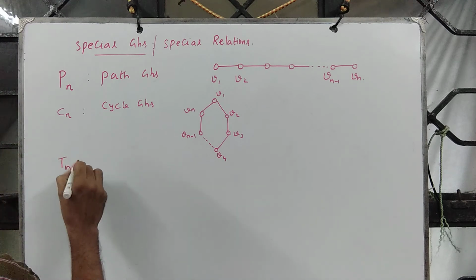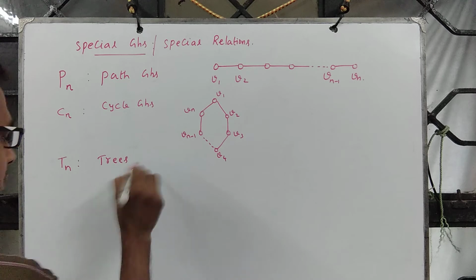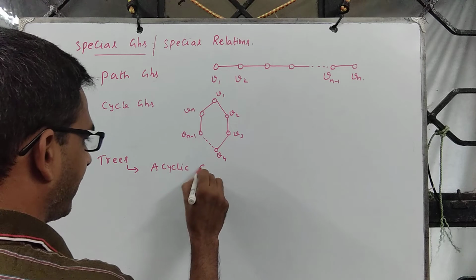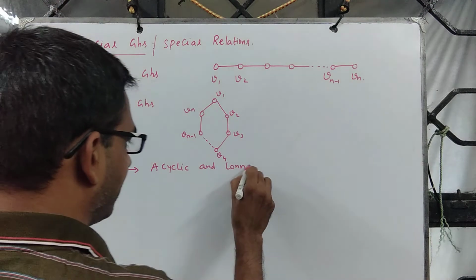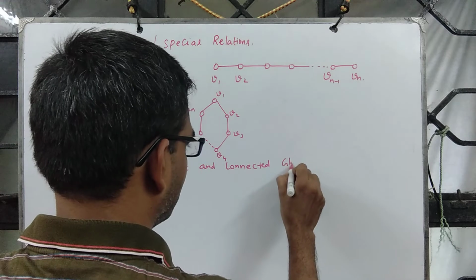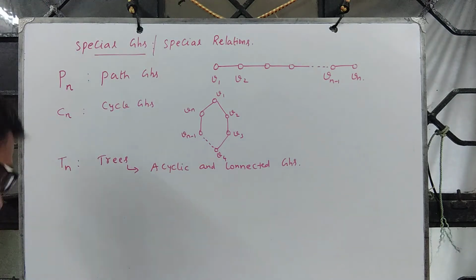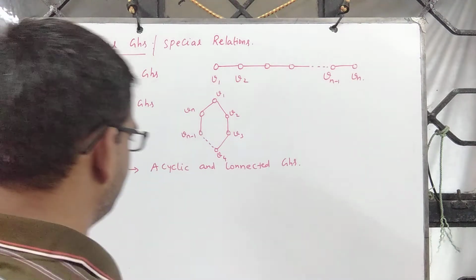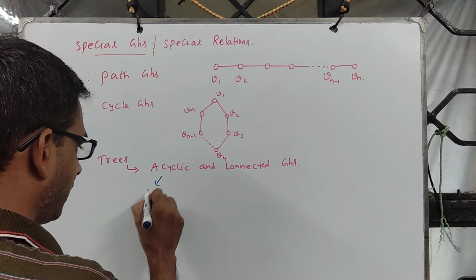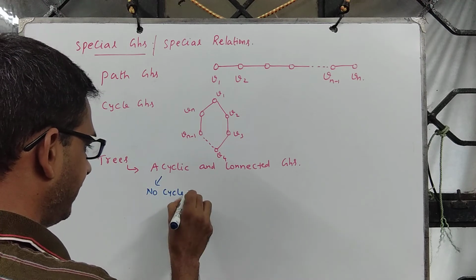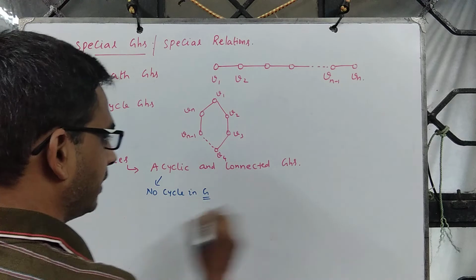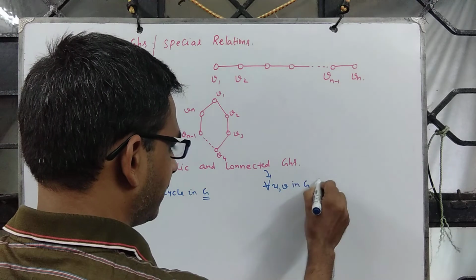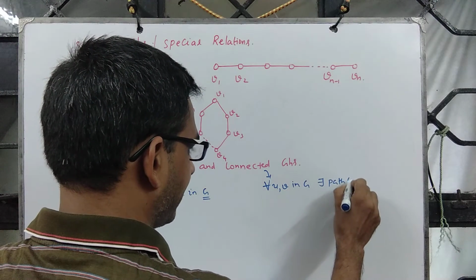Then there is something called trees. So trees are acyclic and connected graphs. So it satisfies two properties. One is acyclicity and another one is connectedness. Acyclic graph has no cycle in it. Connectedness: for all u comma v in G, there exists a path connecting u v.